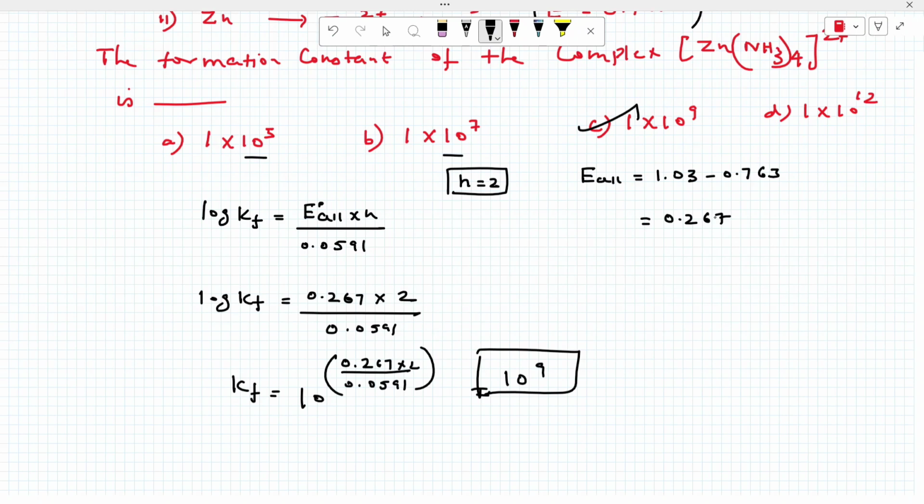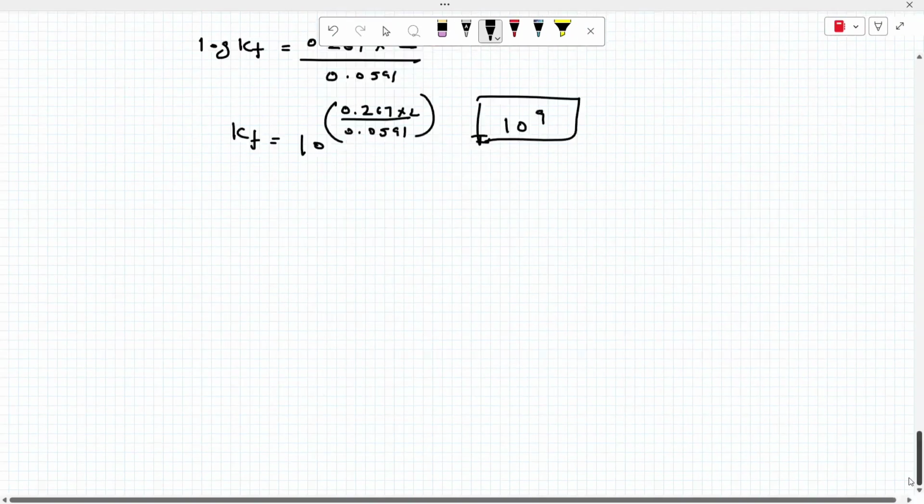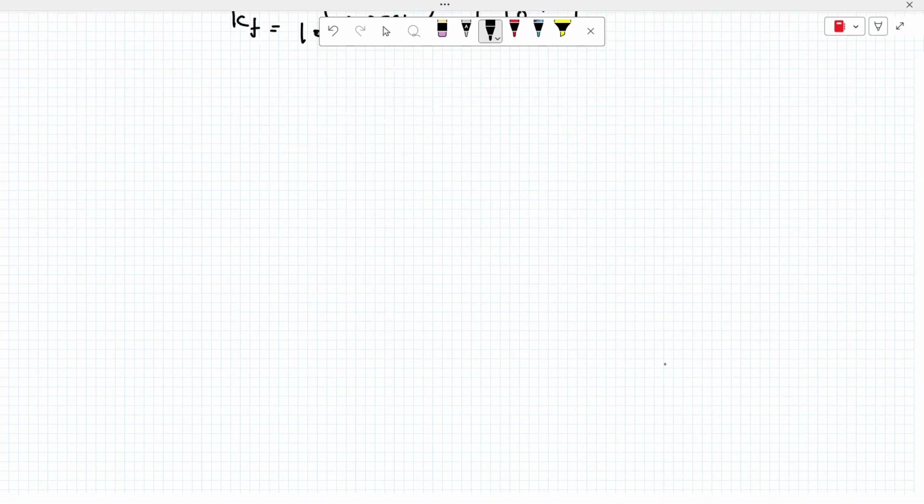Okay, let's follow. Next numerical, just like this. It is based on the Nernst equation. This is question number 3. This is a JEE Advanced question.